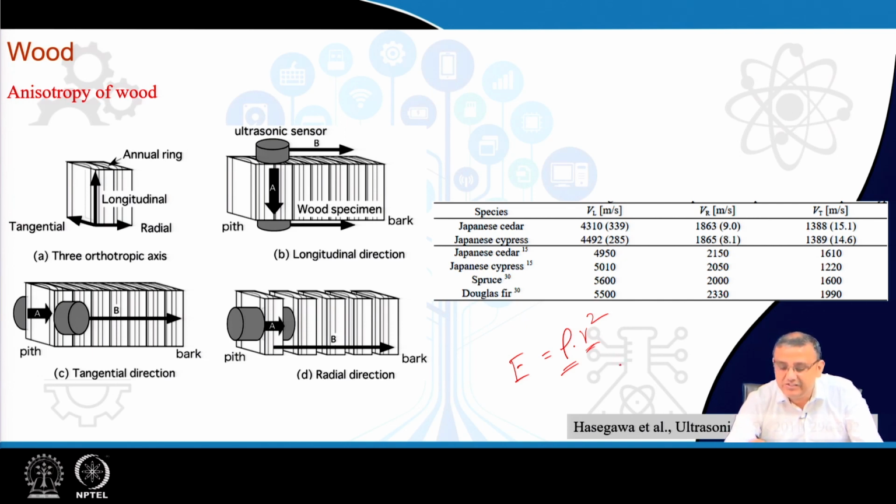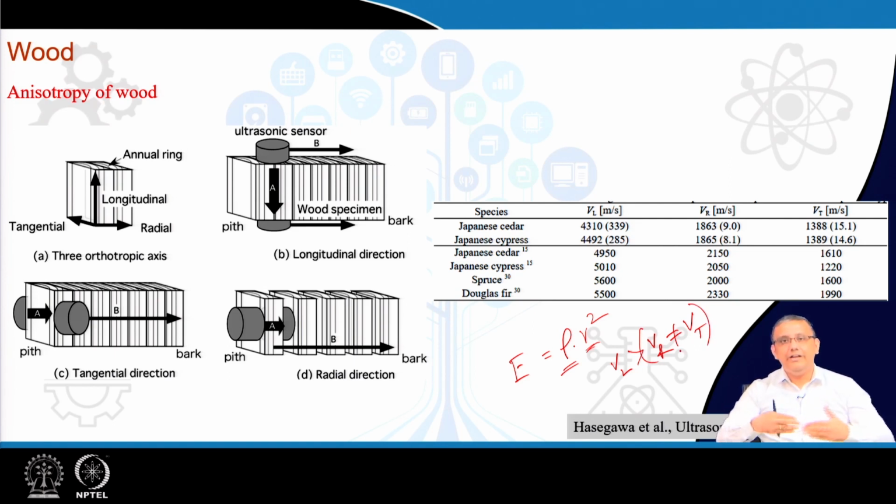That means this typically follows VL greater than both VR and VT, where VR is not equal to VT, and correspondingly the properties or the stiffness of the wood will vary along the three orthogonal directions, and wood is an orthotropic material by nature.